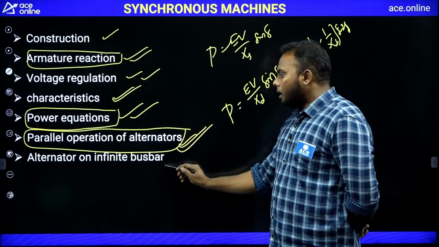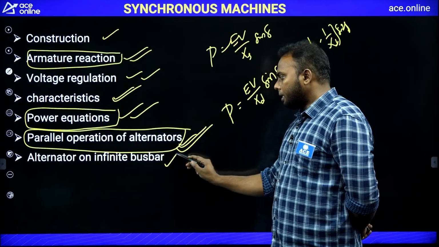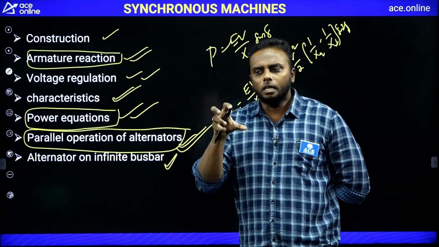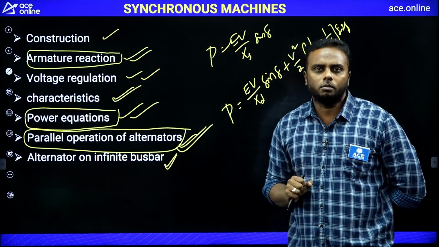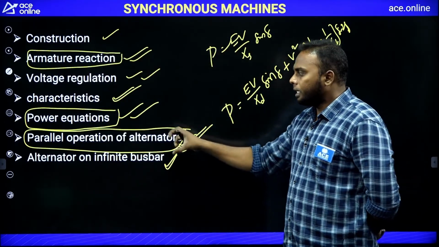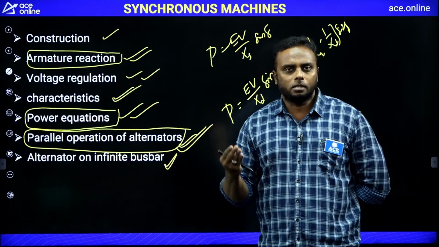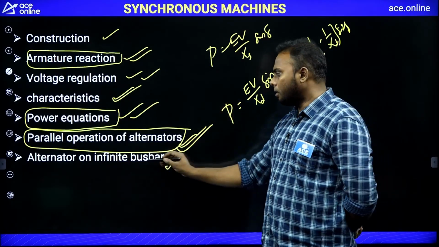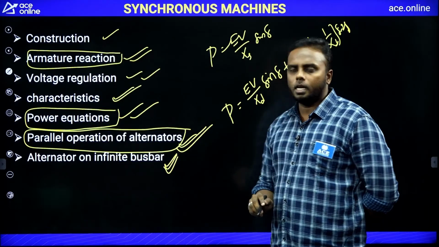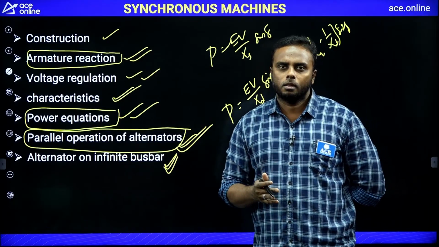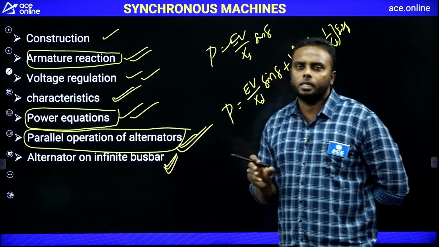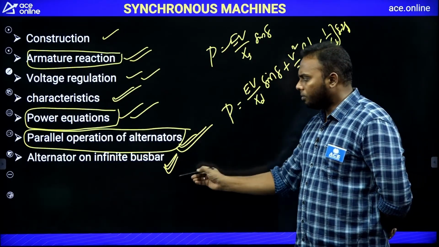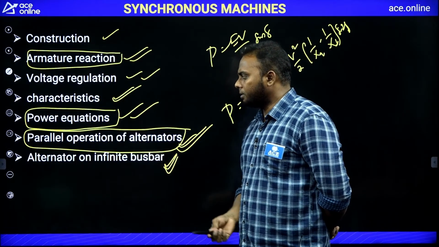Next, in parallel operation only, another topic is the alternator on infinite bus bar. A single alternator we take on the grid or bus bar, and see its variations whenever excitation changes or mechanical input changes. And in this topic we get the V and inverted V curves. So there are repeated questions on V and inverted V curves in most competitive exams, GATE, ESE or any other.